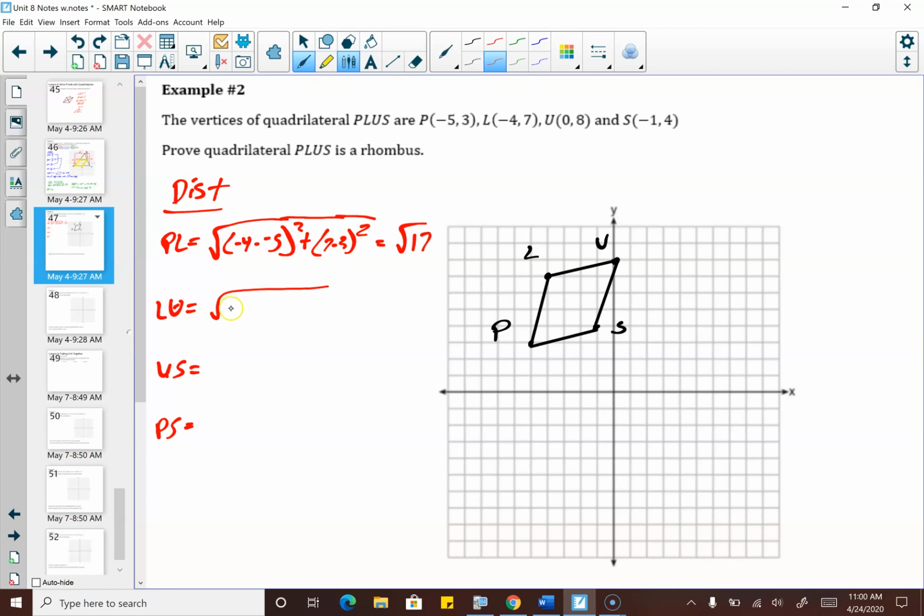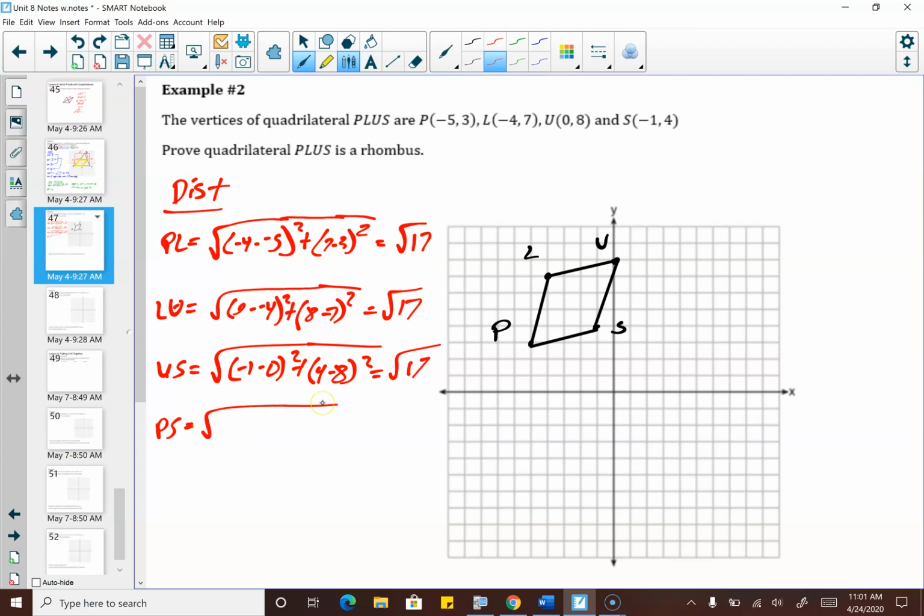LU would be the big square root of 0 minus negative 4 squared plus 8 minus 7 squared. I do that one in my head. That one also gives us square root 17. As we keep going here, US is going to be the square root of negative 1 minus 0 squared plus 4 minus 8 squared. Again, square root 17. And PS is going to be negative 1 minus negative 5 squared plus 4 minus 3 squared. And that is also going to give us square root of 17.